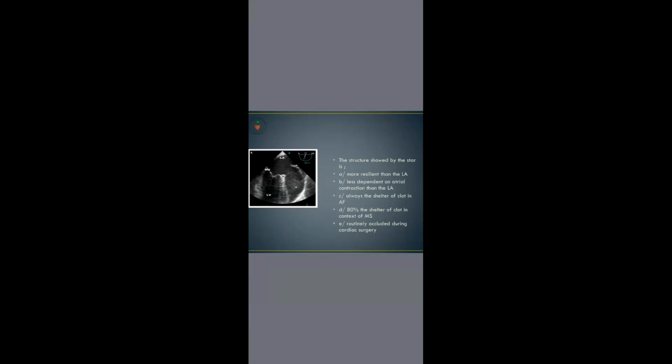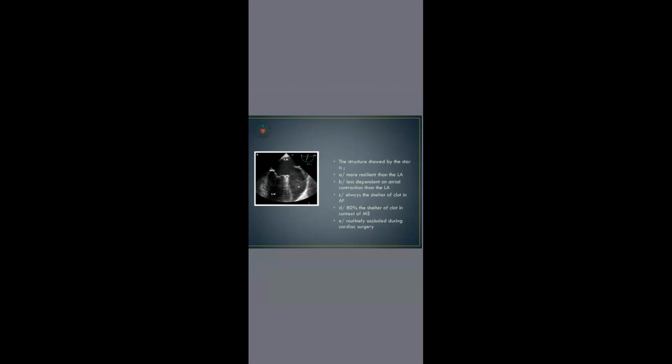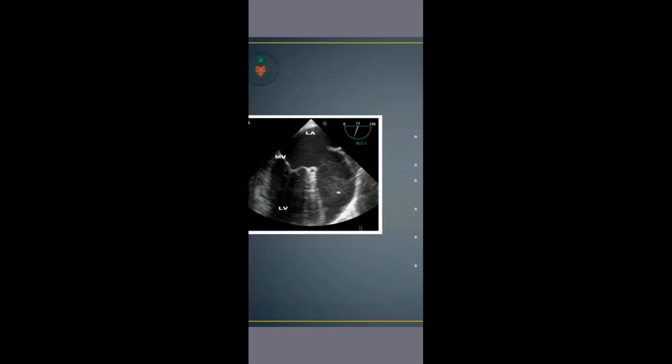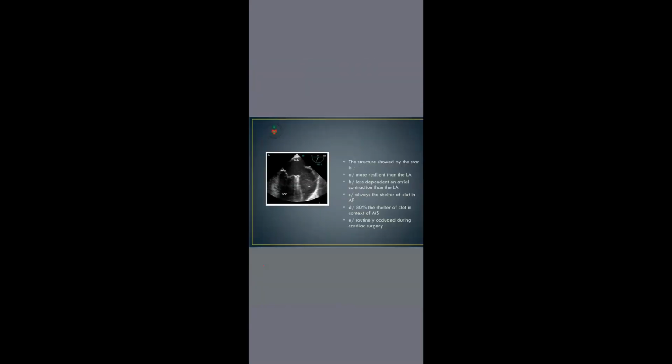So this structure we are seeing is what? The left atrial appendage. Yeah, exactly. The left atrial appendage. Okay. And the image here is particularly showing a very large left atrial appendage, which houses a dense spontaneous contrast, right? There is dense spontaneous contrast, as you see, which is a precursor of thrombus formation.